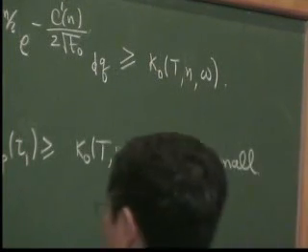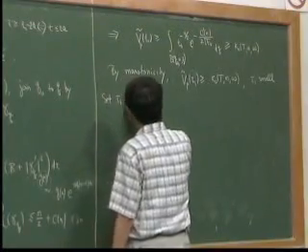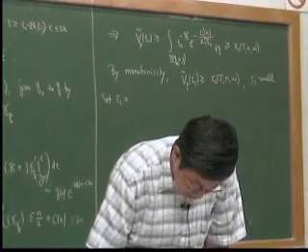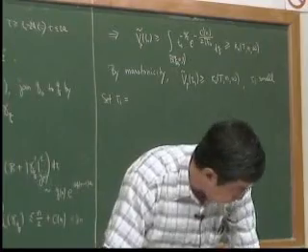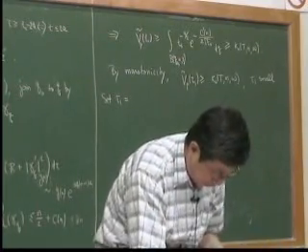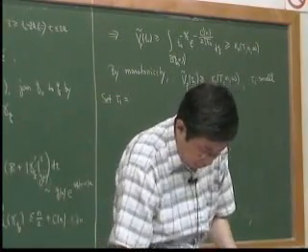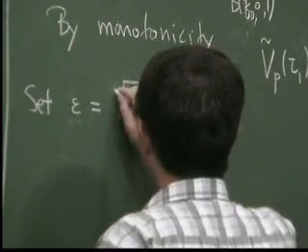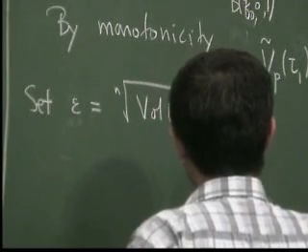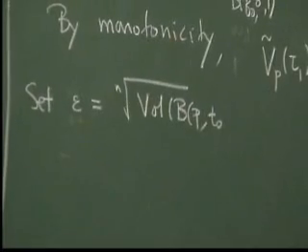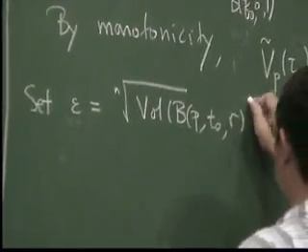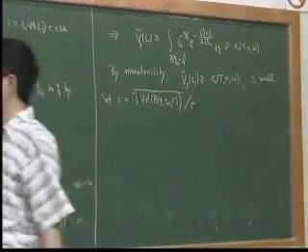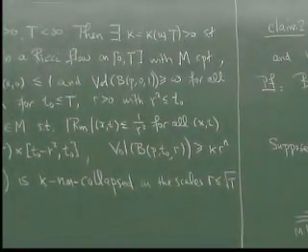Okay, so now how do I do it? I set tau 1 to be this quantity. So let me... okay. Now I set epsilon to be the volume of B_p(T0) and R, divided by R. I want to prove that epsilon is sufficiently big, bigger than some constant kappa. Kappa is related to that kappa 0.